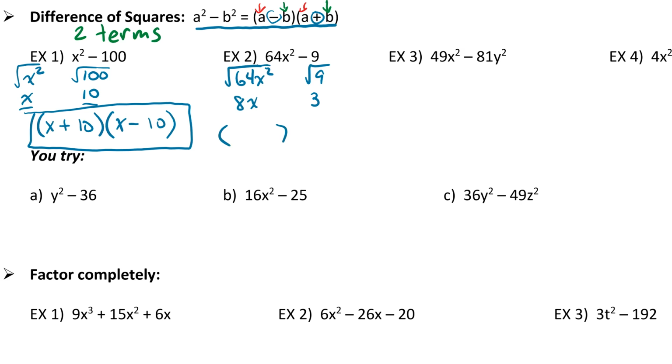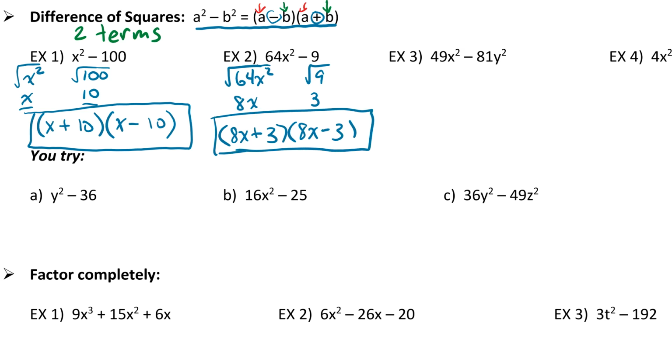So we're going to create two parentheses again. Our 8x is going to go in the first spot in both. Our 3 is going to go in the second spot. A plus in one, minus in the other, and we're done.